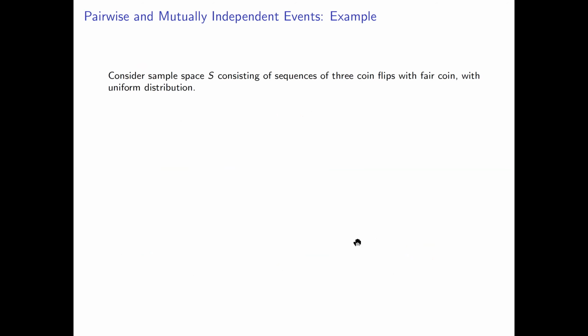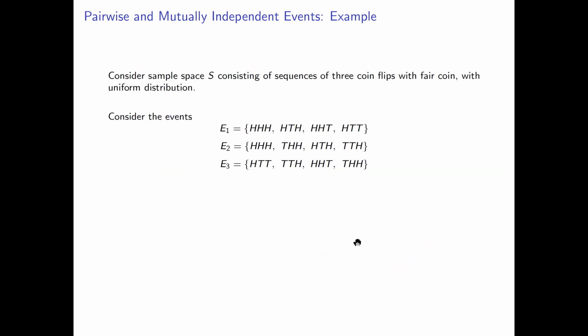And so let's look at one more example related to this. Again, we'll be looking at the sample space consisting, instead of n flips, let's just set n equal to 3 for simplicity. We're flipping a fair coin with the uniform distribution, and we flip it 3 times. We're going to consider 3 separate events, which I've listed out here, and consider whether they are mutually independent or pairwise independent or not.